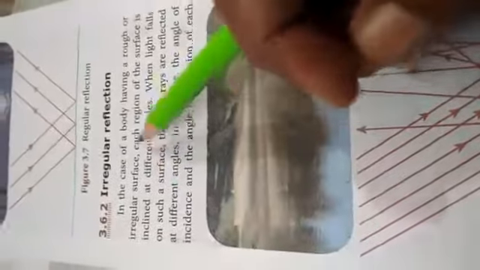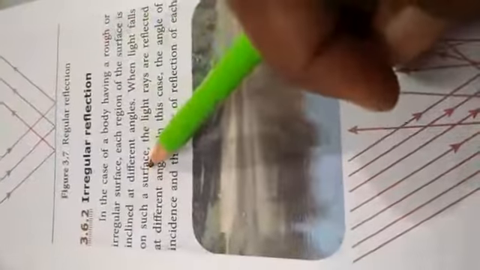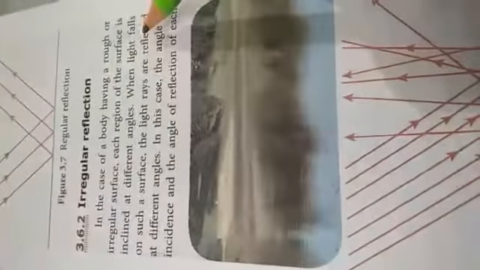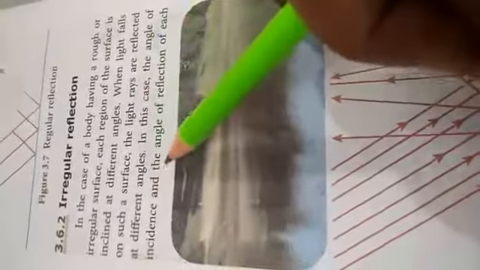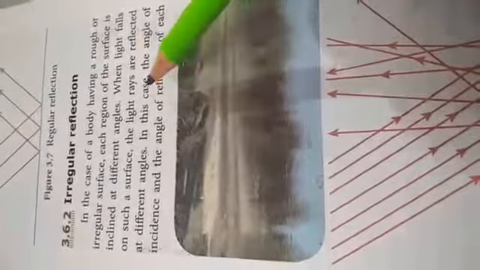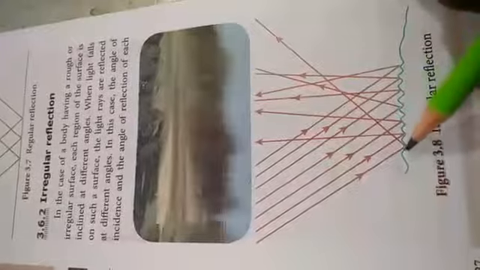Each region of the surface is inclined at different angles. When light falls on such a surface, the light rays are reflected at different angles. In this case, the angle of incidence and the angle of reflection of each ray are not equal. So, when you look at this diagram, the angles are not equal. They are inclined at different angles.